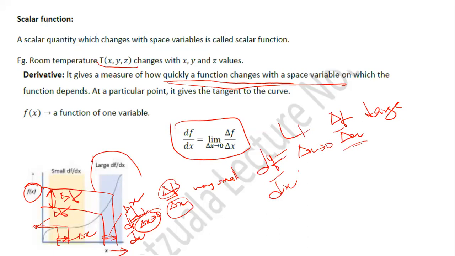And here you will find that in this region, this ratio is quite large. That means this function f can quickly change with any change in x value. So derivative measures how quickly a function changes with a space variable. Okay, so I just want to point out that probably you already know it from the perspective of the physical meaning of this derivative. You know this mathematical form, but you have to see the actual meaning of the derivative of a function.